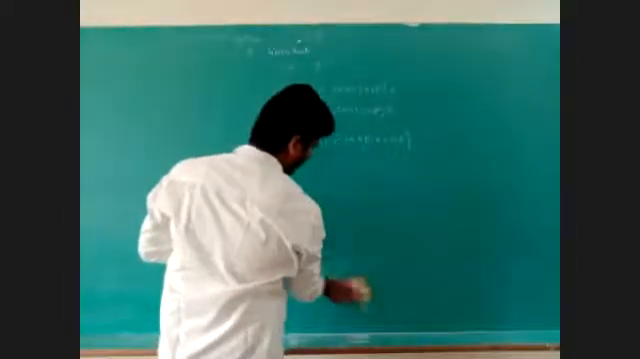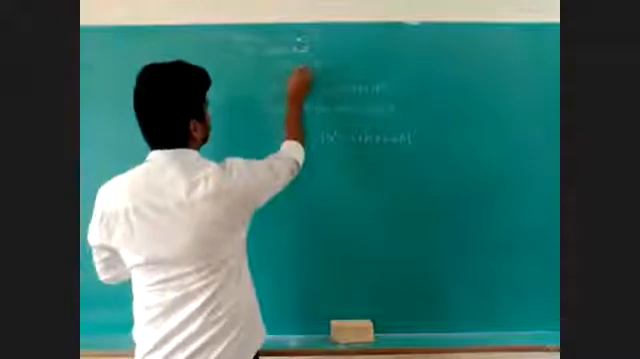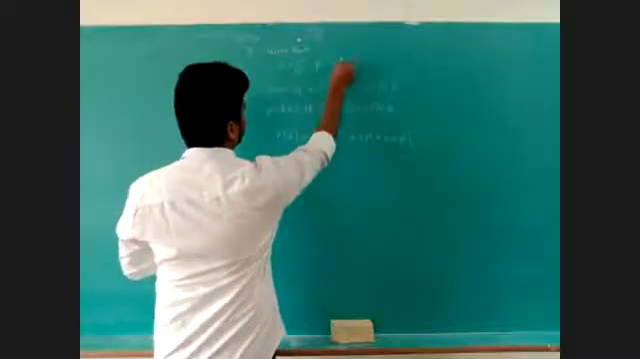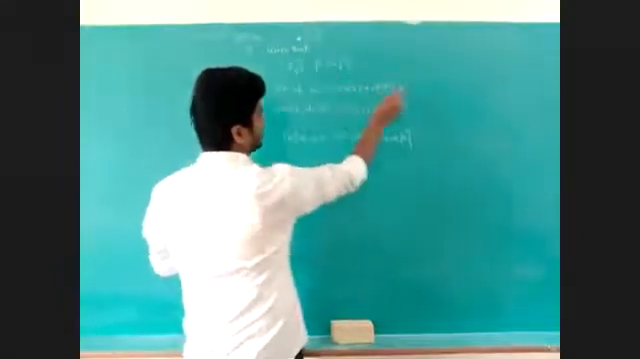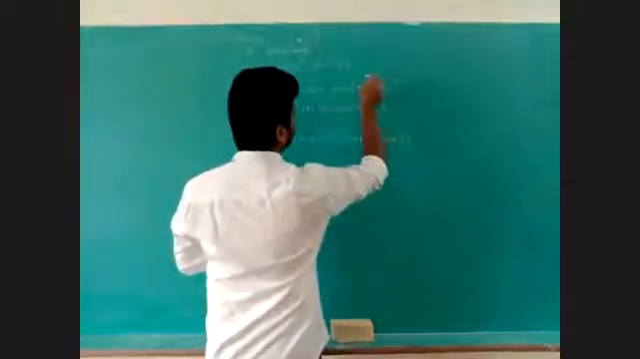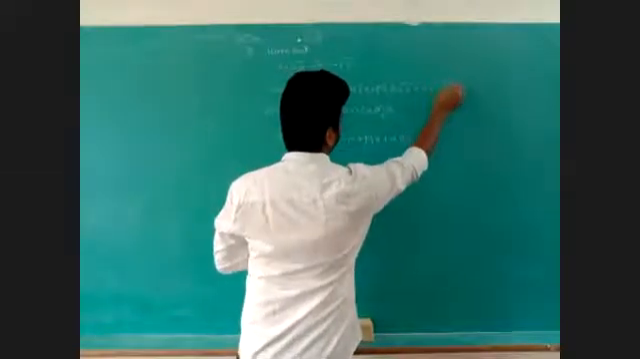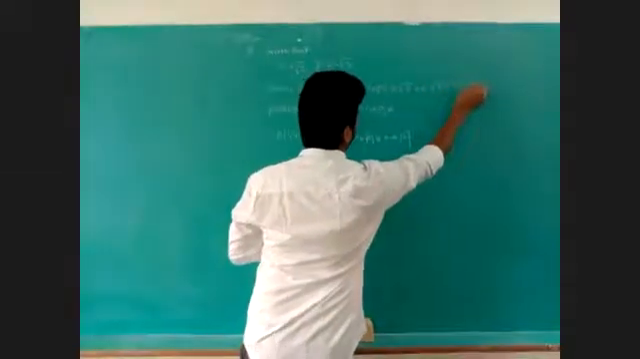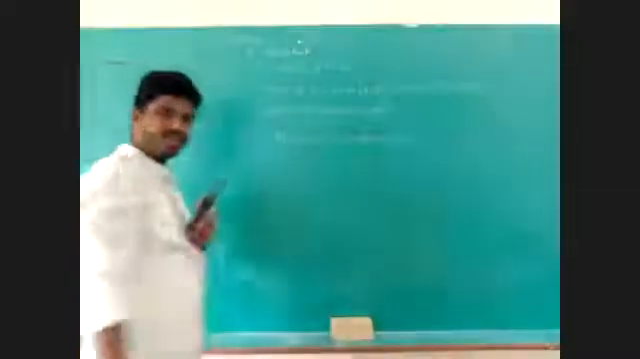Alpha equal to √3 and beta equal to minus √3 is given. Then find the sum of the zeros. Alpha plus beta, √3 plus minus √3, is nothing but √3 minus √3, that is 0. Sum of the zeros is 0.